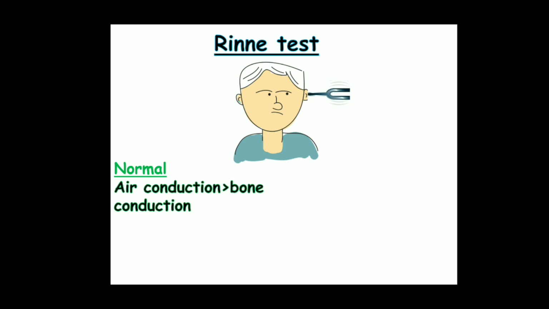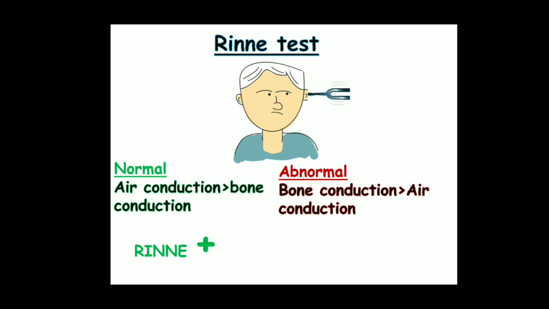If they are not hearing, that means it's abnormal. That is, bone conduction is more than air conduction. That means a negative Rinne's test. Positive Rinne's test is a normal interpretation and negative is abnormal interpretation. So this is about Weber's test and Rinne's test.